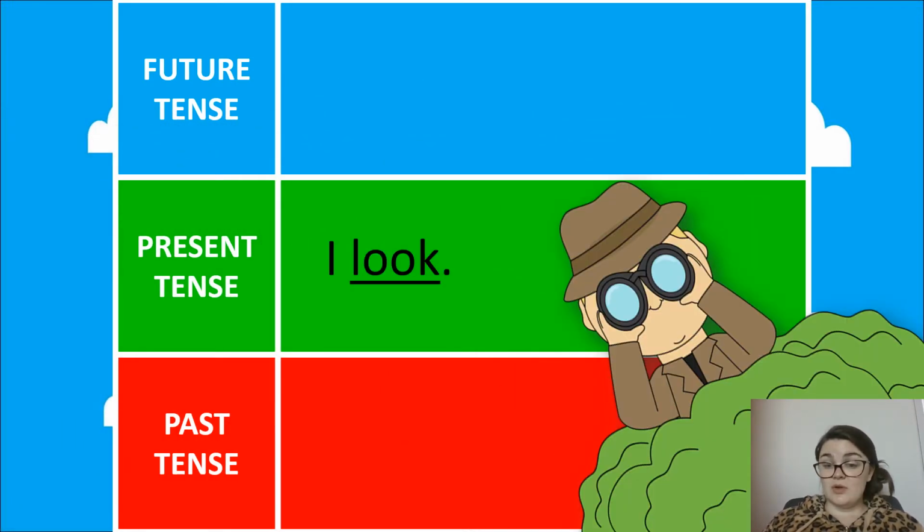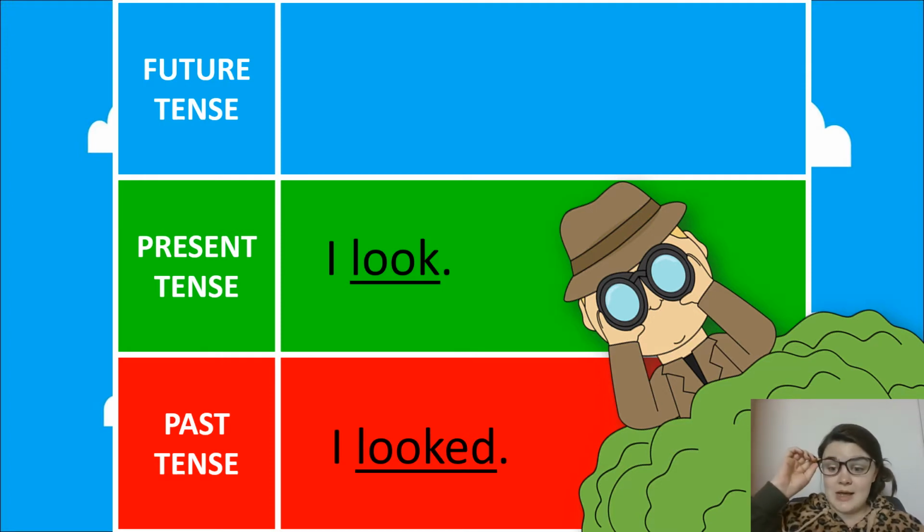Our next example in the present tense, or something that would happen now, is I look. I look left and right before I cross the street. It's something I'm going to do this second, or something that I always do. Now, if I talk about in the past, I would say, I looked for my glasses already, but I couldn't find them. That's something that I did before.